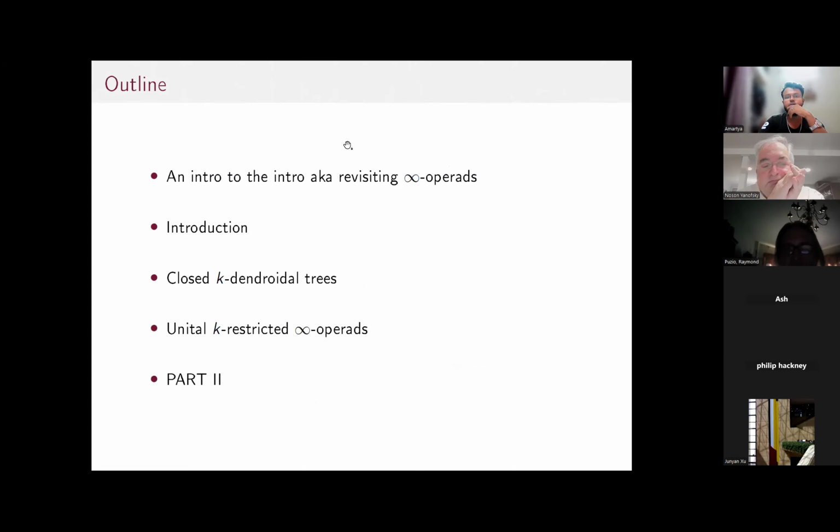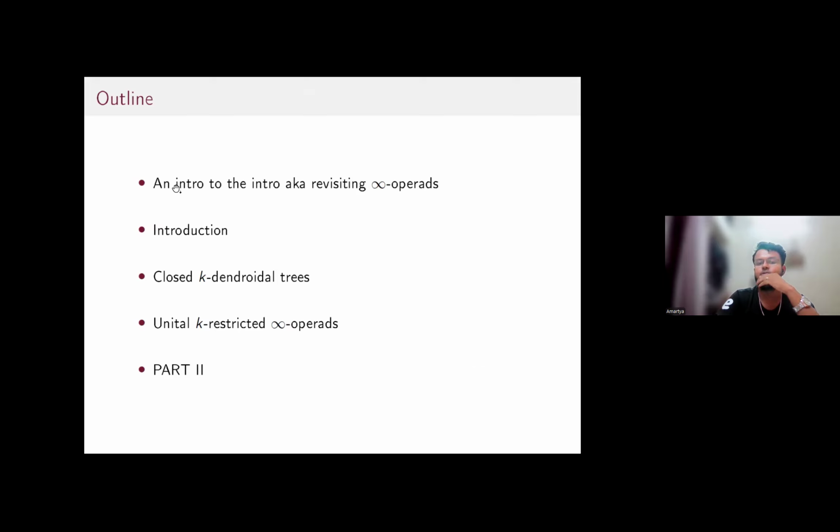Okay, so this is the outline. An intro to the intro: I'm just gonna remind you what infinity operads are, and then we're gonna see why it's interesting to consider these restrictive unital infinity operads. Then we'll see what dendroidal trees are. As you might understand, we are basically translating whatever Cisinski, Moerdijk, and Weiss do to the restricted setting. So let's begin. Here's part one.